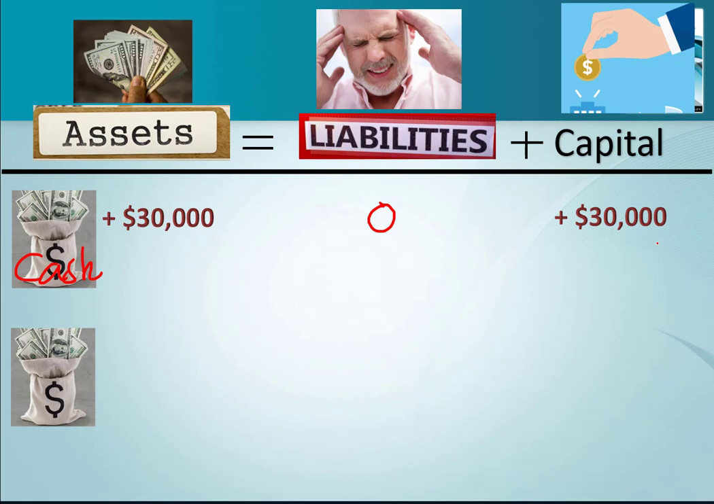Later on, you found that that amount of 30,000 is not enough. So you decided to borrow more cash from the bank. So what you did, you borrowed 20,000 from the bank. So your cash increased by 20,000. This cash is also cash but borrowed from the bank. So your liability now increased by 20,000. So this is your loan from the bank.